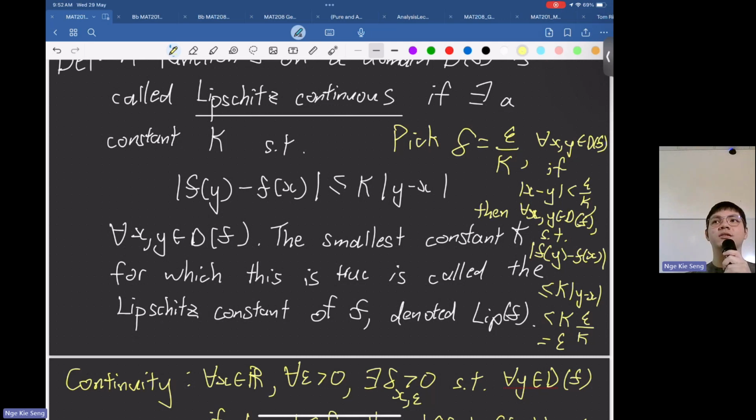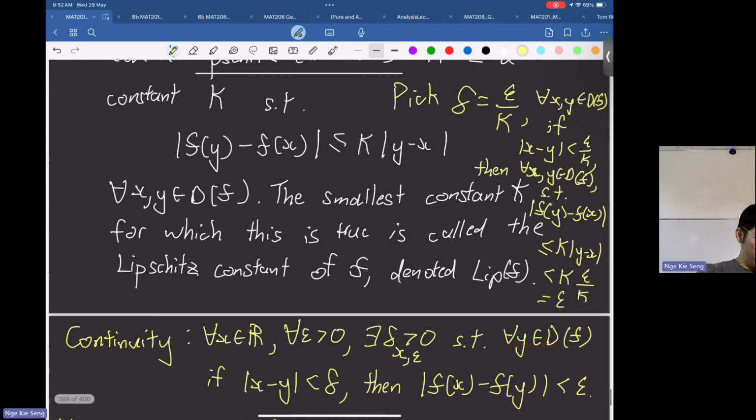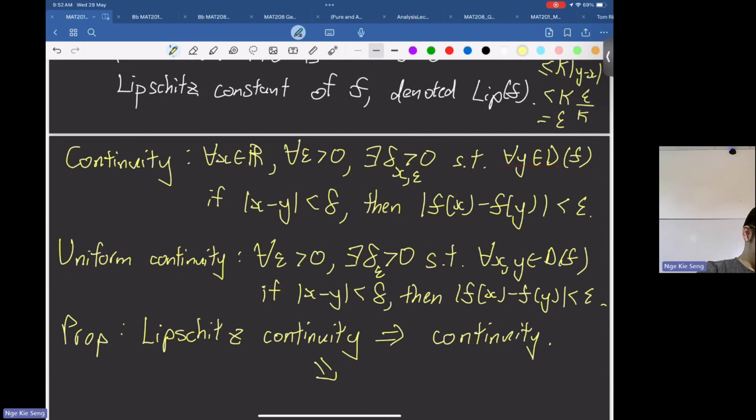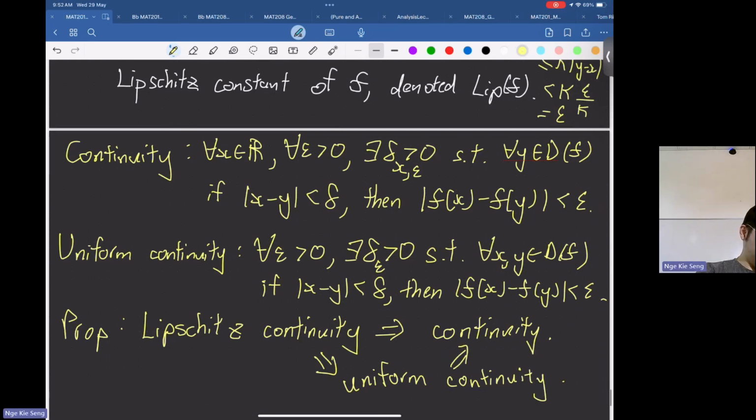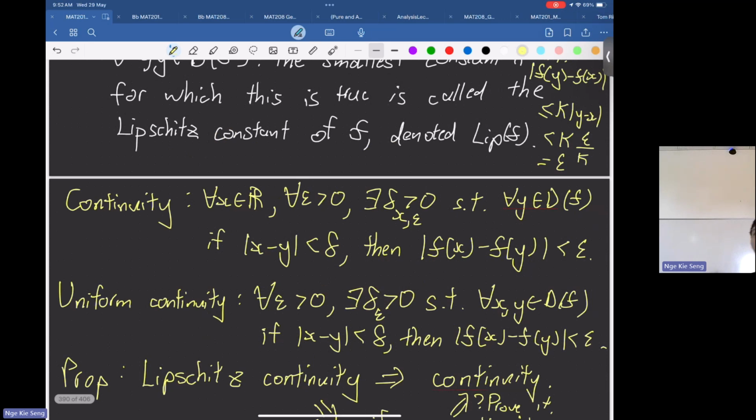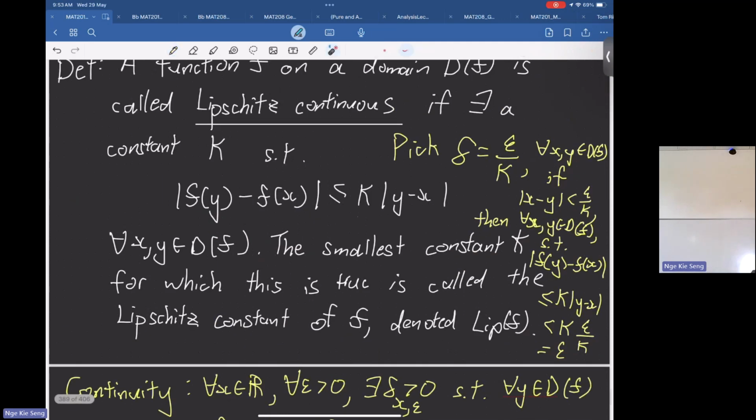Any question? So meaning what? Lipschitz continuity actually implies uniform continuity as well, and then obviously uniform continuity implies continuity. Does it make sense? So Lipschitz continuity is quite strong, because this inequality needs to hold for all x and y in the domain. Any question?